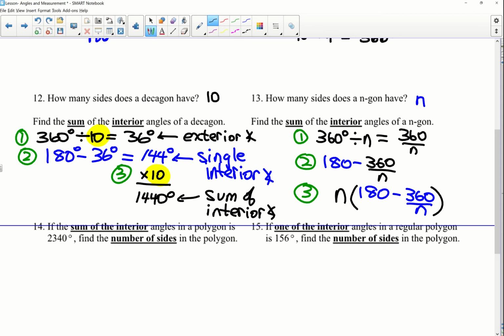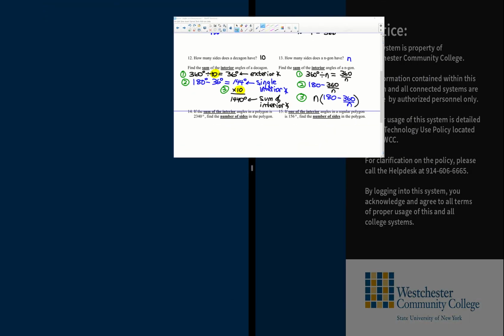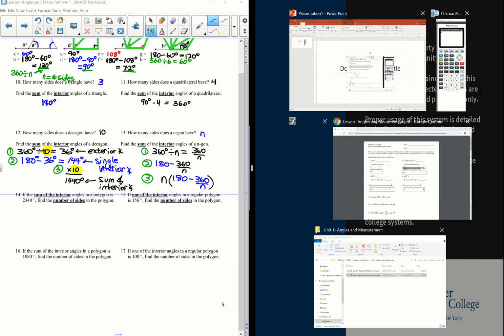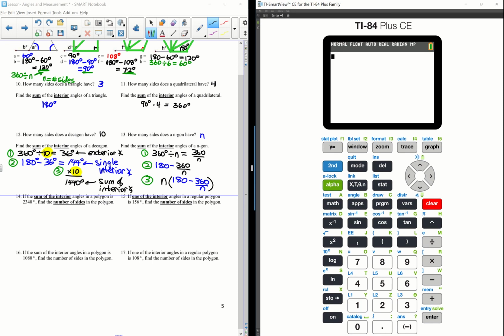And so we could test it out. Let me see if I can easily access my calculator. So last problem we did was 10 times 180 minus 360 divided by 10. Got the 1440. All right, do it with a triangle. 3 times 180 minus 360 divided by 3. 180. Do it for whatever you can think of, and you'll get it.